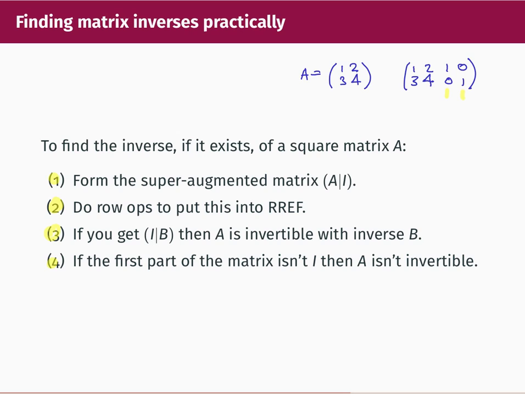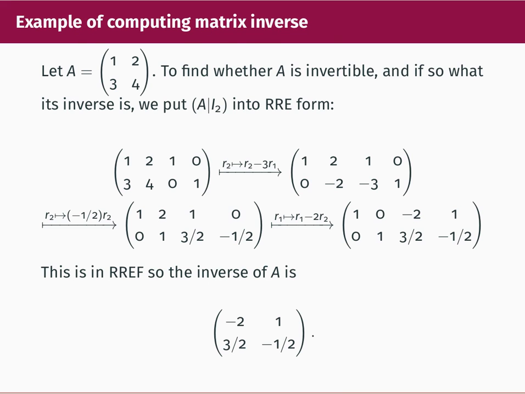So this procedure, to reiterate, both tells us whether or not a matrix is invertible, and, if it is invertible, determines its inverse. Let's do an example, in fact the example that I just showed you. So we will take A to be the 2 by 2 matrix 1, 2, 3, 4. Then to determine whether or not A is invertible, and if so, what its inverse is, we can start by putting the super augmented matrix A followed by the 2 by 2 identity into row reduced echelon form.